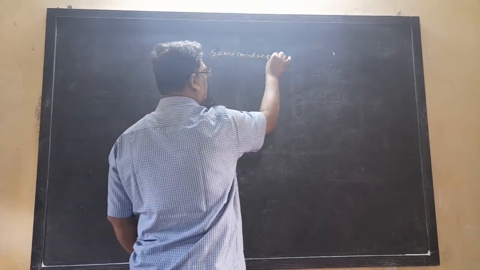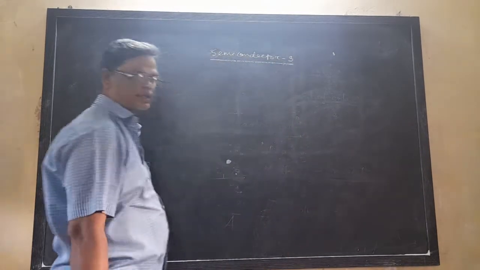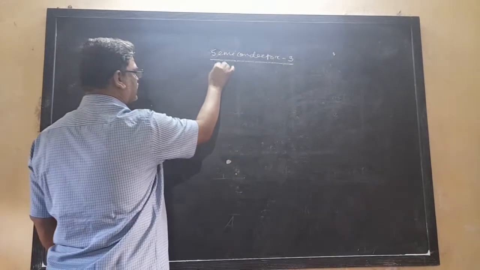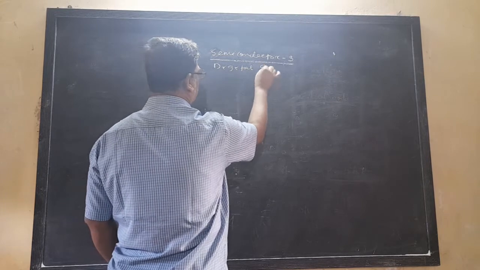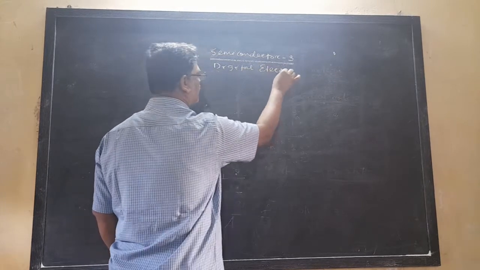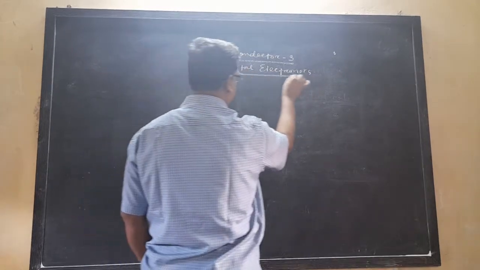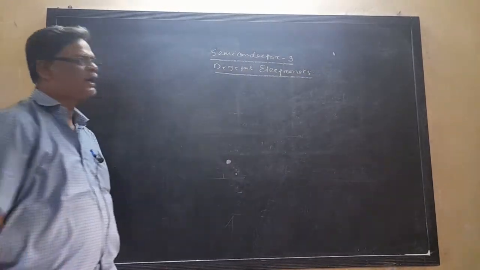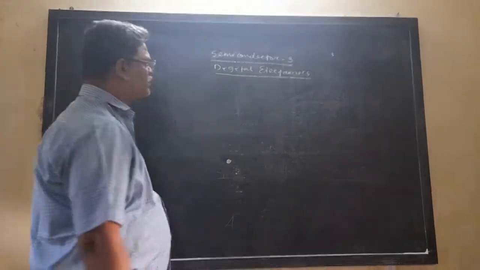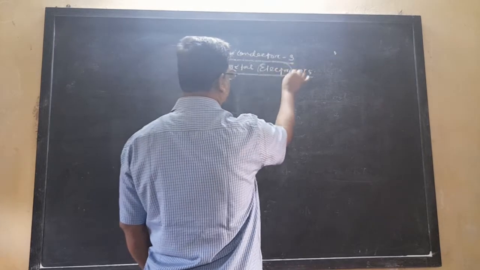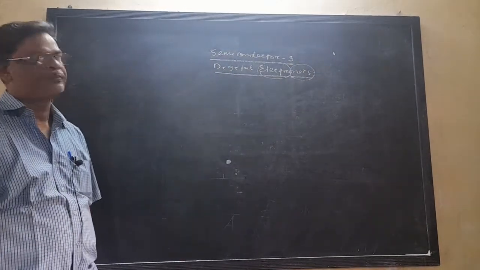Semiconductor, Part 3: the digital circuit. Digital electronics. Electronics is nothing but the branch of science that deals with the motion of the electrons through the semiconductors or in a vacuum.